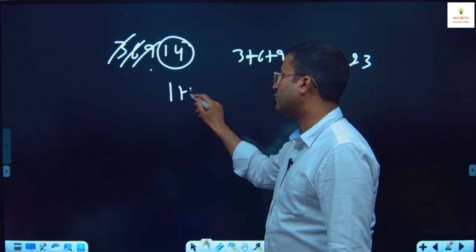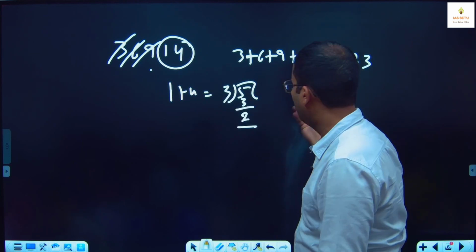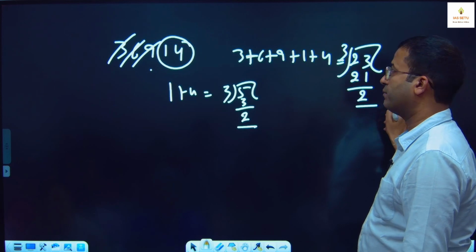What is 1 plus 4? 5. And 5 divided by 3, what is your remainder? 2. You can check here also. 23 divided by 3 gives you remainder 2.